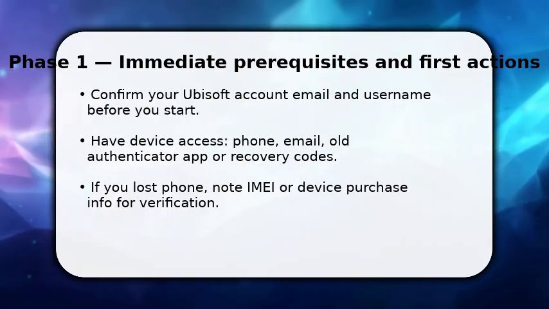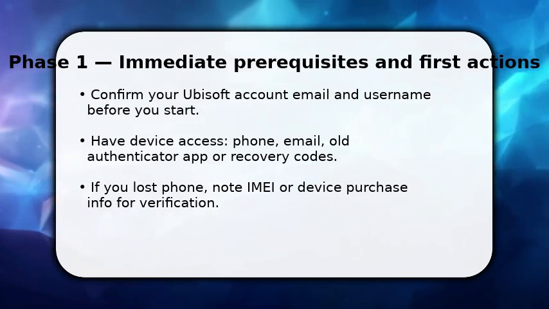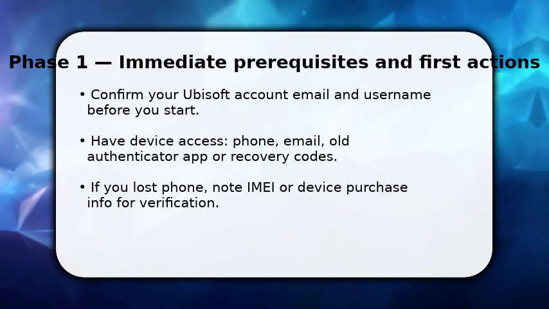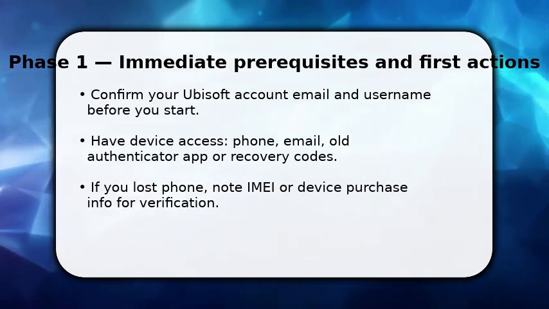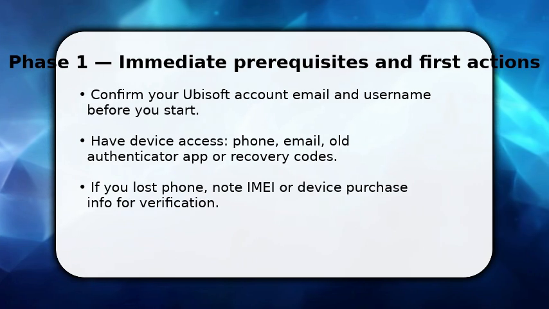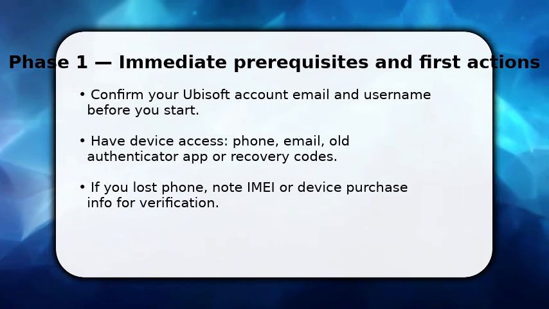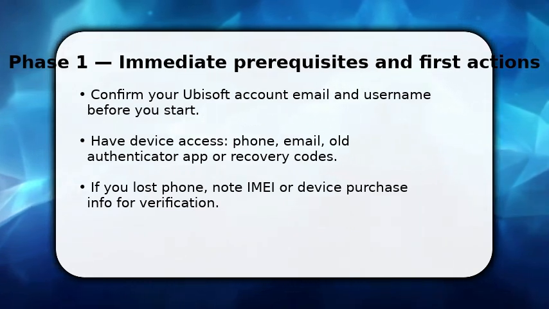You start by confirming the exact Ubisoft account email and username you'll be recovering. Once done, gather the devices and access points: phone, backup email, any authenticator app, and recovery codes. Make sure you can receive messages. If your phone is lost, note details like IMEI or proof of purchase, because you'll need them for support verification.